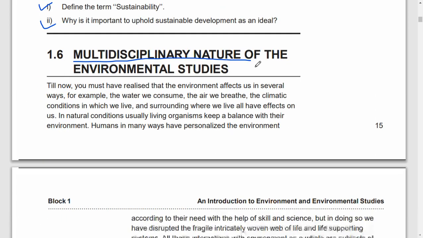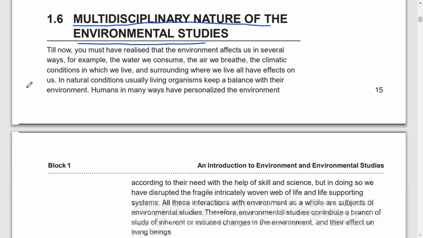Multidisciplinary nature of environmental studies. Till now, you must have realized that the environment affects us in several ways. For example, the water we consume, the air we breathe, the climate conditions in which we live, and the surroundings where we live all have effects on us.